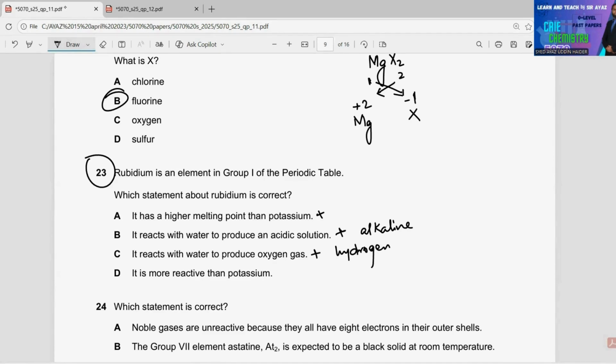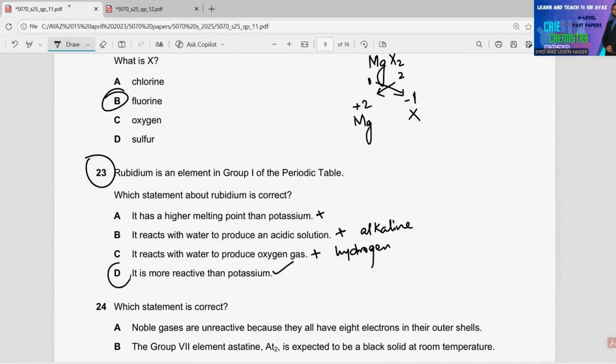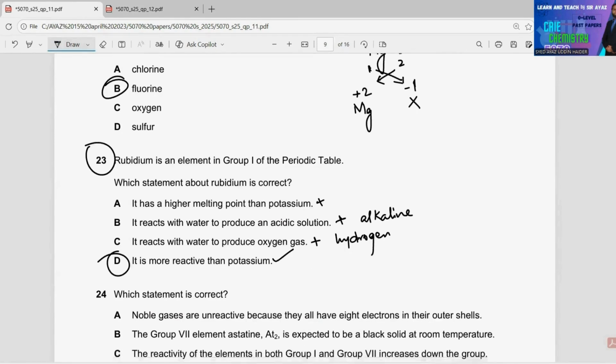D. It's more reactive than potassium. This is correct because if you look at group 1, the reactivity increases down the group. So this must be the right answer for 23.